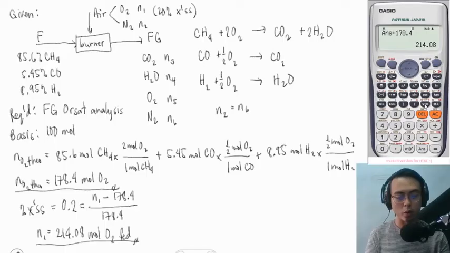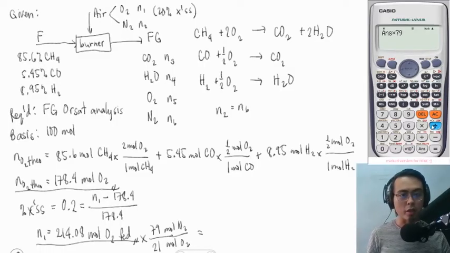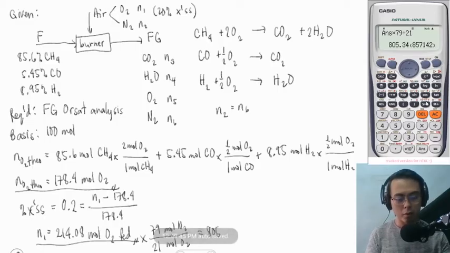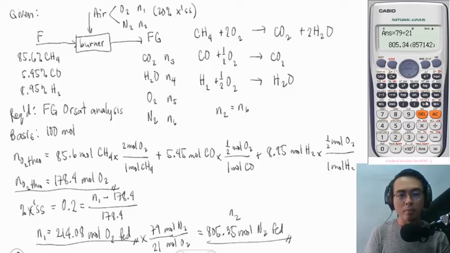So for you to solve for N2, you simply multiply this by the ratio 79 over 21. That corresponds to 79 moles of nitrogen for every 21 moles of oxygen. So if you solve this, you get times 79 over 21, 805.35 moles nitrogen fed. So this is your N2. Okay? You will be seeing this same pattern for other problems.